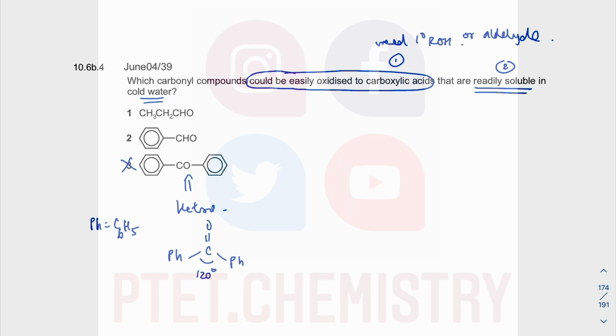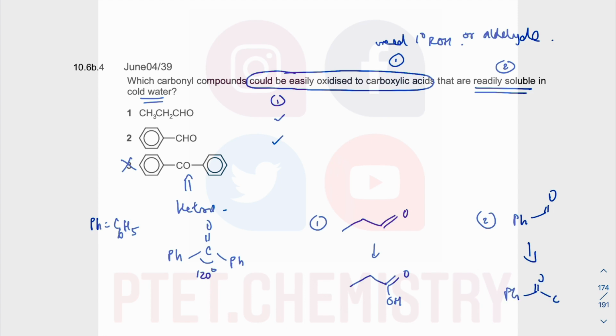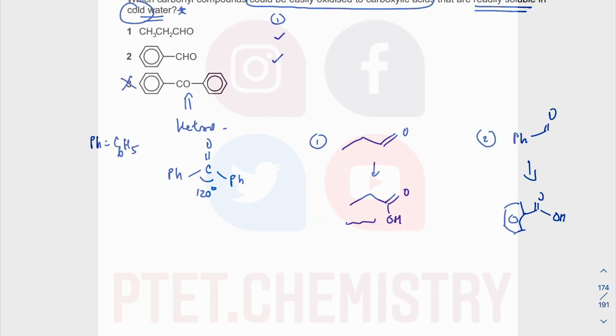Alright. So for option 1, yes, both of them can be oxidized to carboxylic acid. For option 1, you will get a 3 carbon aldehyde, you will get a 3 carbon carboxylic acid, so propanoic acid. For the second one, you get that aldehyde and you can oxidize it to that. Okay, it might not be clear if I don't show the phenyl group, because that is the next bit, readily soluble in cold water. Okay, so this bit is only 2 carbons.